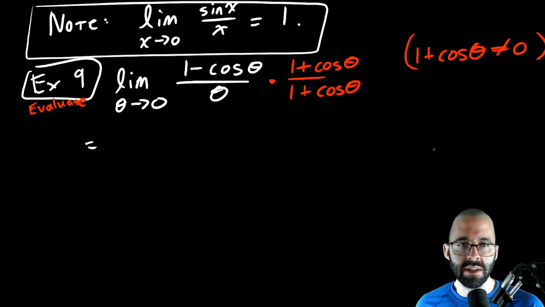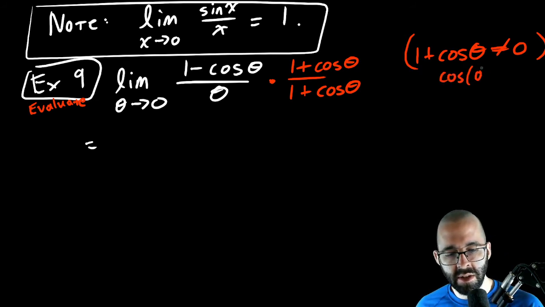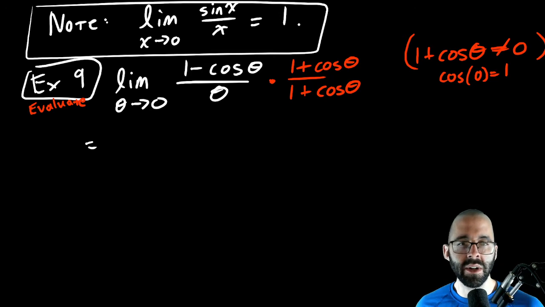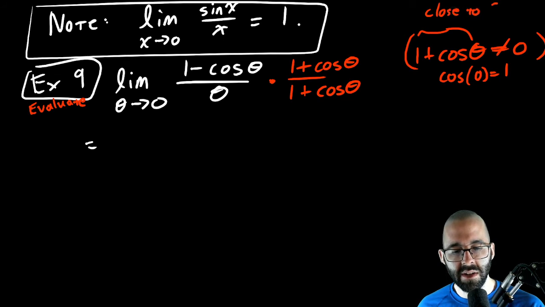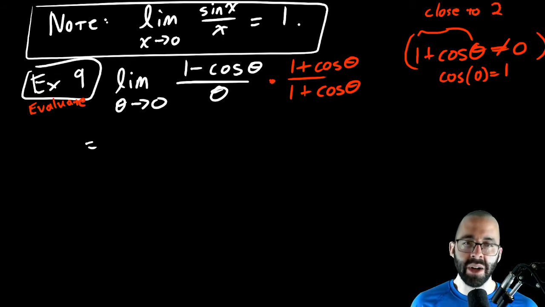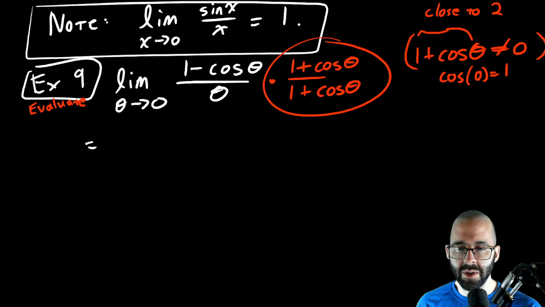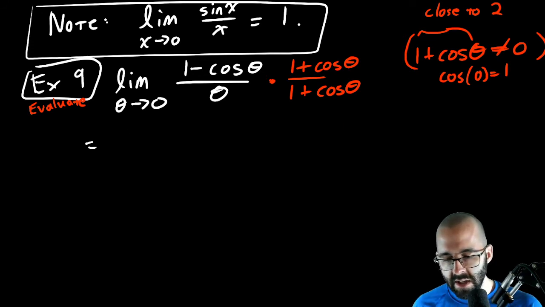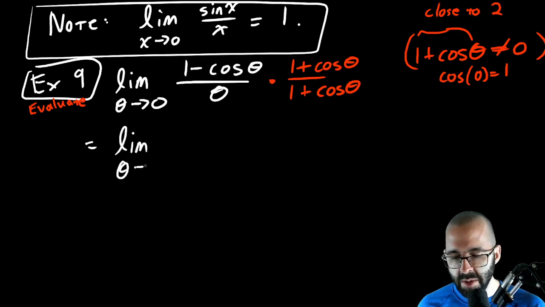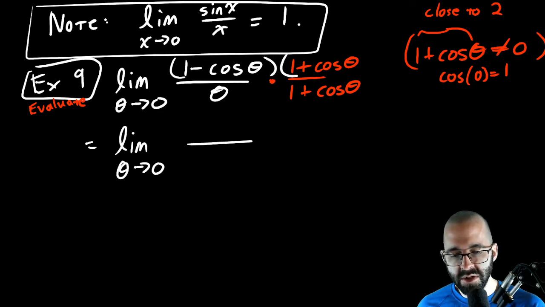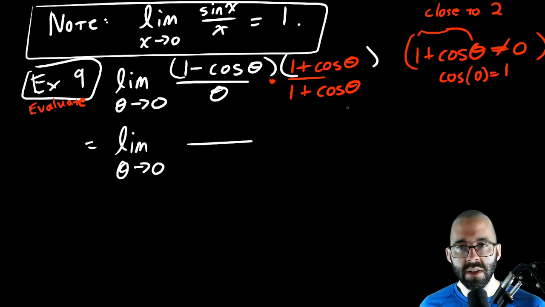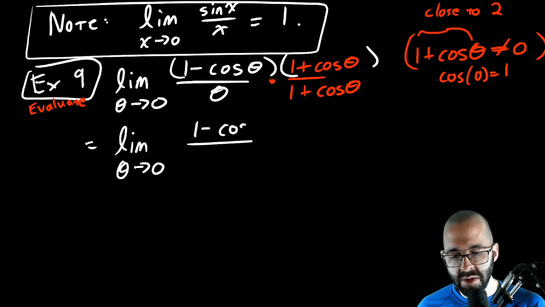But theta is approaching 0, so cosine of 0 equals 1, so we're good on this. This thing over here is really close to 2. So we're nowhere near that denominator being 0, so this is 100% okay. This is going to be the limit as theta approaches 0 of the top, that's again that difference of squares formula. You can also FOIL this out if you wanted. It's going to be 1 minus cosine squared of theta.